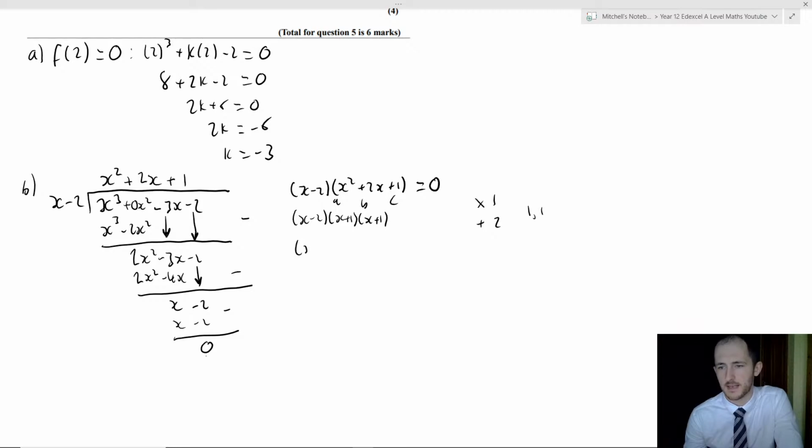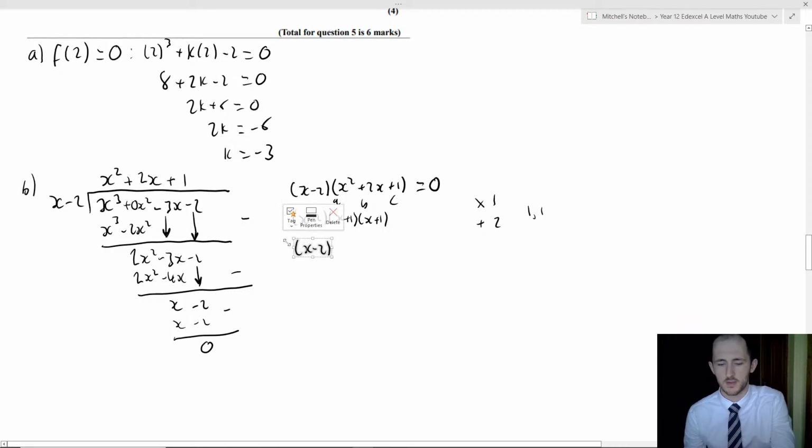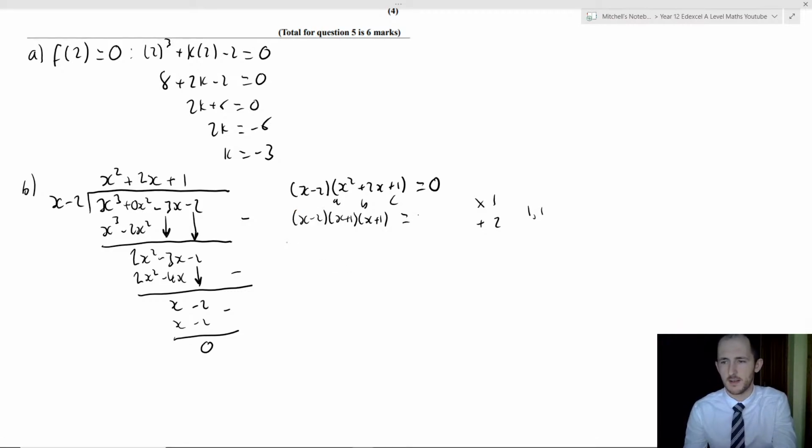So in other words, we have x minus 2. Actually, if I leave it there for a second, hold on. I just want to prove something to you. Our solutions now are going to be whatever the opposite of these brackets is. So x equals 2, x equals minus 1, and x equals minus 1. There's always 3 solutions. But because minus 1 is repeated, we don't have to include it. But there's still 3 answers. It's just 2 of them are the same. Okay?